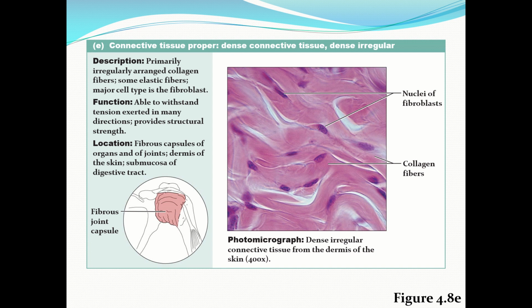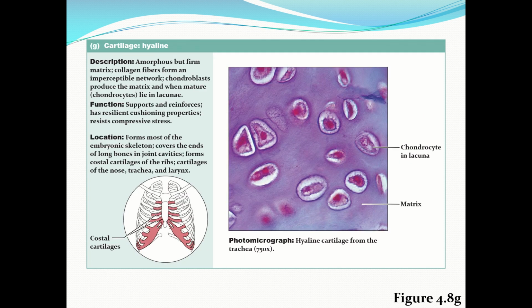And also, dense irregular connective tissue is found in the dermis of the skin. This is the connective tissue underneath the epidermis. And it is a thick layer. It has the areolar tissue on top. So we'll look at it in more detail in the next chapter. But the dense irregular connective tissue of the dermis allows for that tough, flexible support. It's the hide.